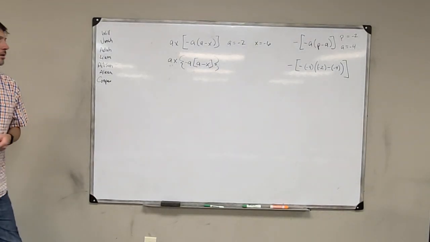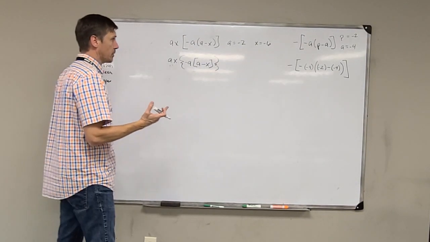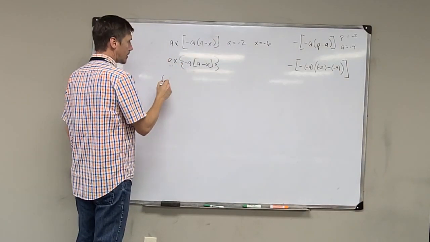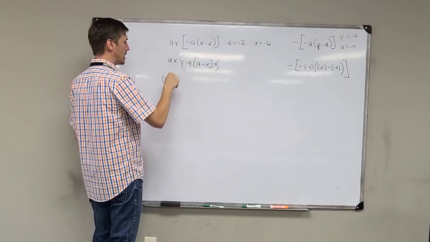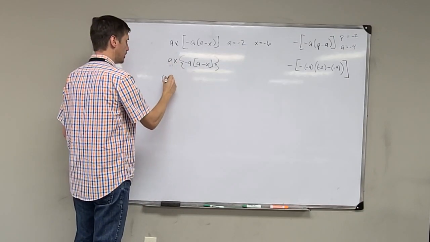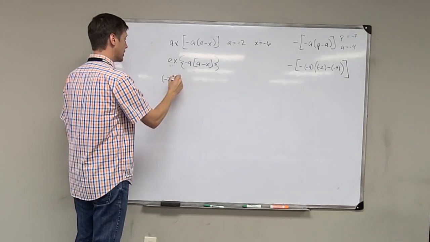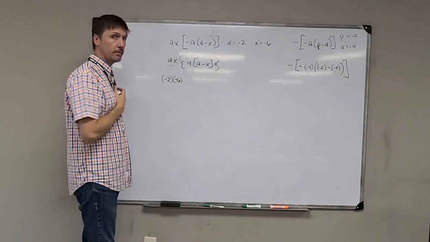All right? So now we're going to do the first step that we always do. We're going to put parentheses everywhere we have our variable. And we're going to go ahead and fill them in this time as we do that. So the A is -2, so we're going to write that like that. Our X is -6, we're going to write that like that.